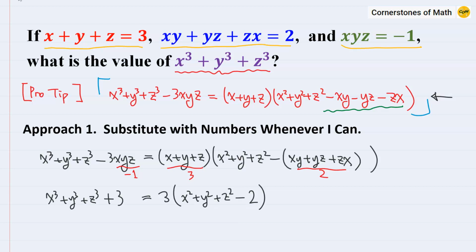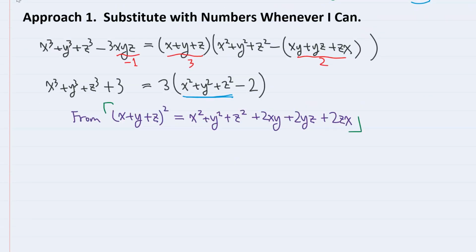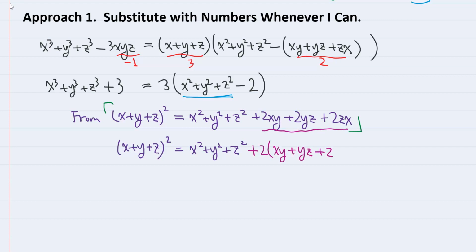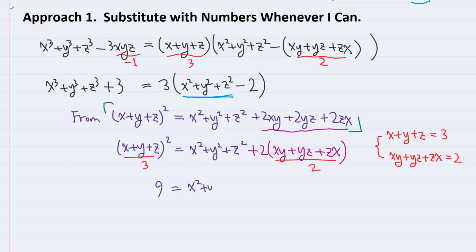So we have to find the value of x squared plus y squared plus z squared. Here we use this famous expansion of x plus y plus z squared, which is x squared plus y squared plus z squared plus 2xy plus 2yz plus 2zx. And this part is just plus 2 times xy plus yz plus zx. So using the given values, this is 3, this is 2. So we have 3 squared, which is 9, equals x squared plus y squared plus z squared plus 2 times 2, so 4. Therefore, x squared plus y squared plus z squared equals 5. So this part is 5.